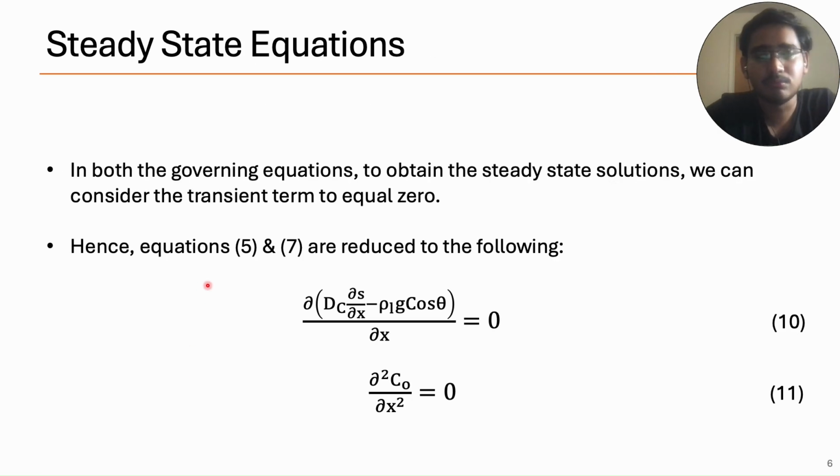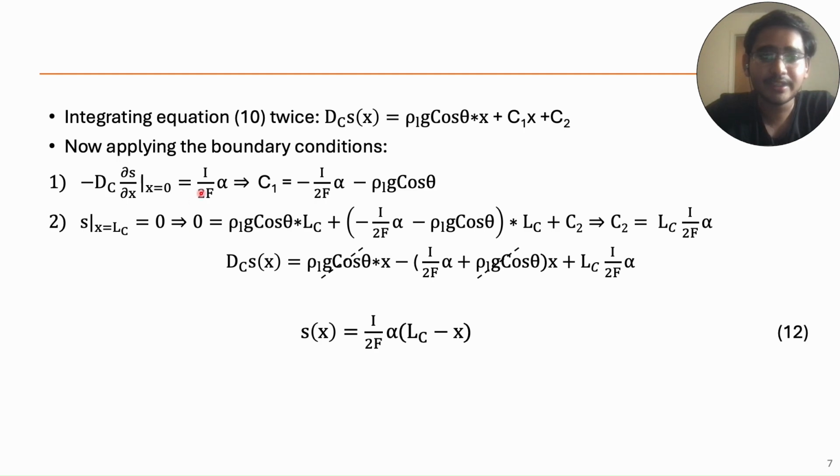In both the governing equations, if we put the transient term to 0, we obtain the steady state solutions. Equations 10 and 11 represent this. If we integrate equation 10 twice, we get s of x in terms of dc and two integration constants c1 and c2. On applying the boundary conditions, we get a final equation for s of x, which is the liquid saturation in terms of I, F, alpha and LC as well.